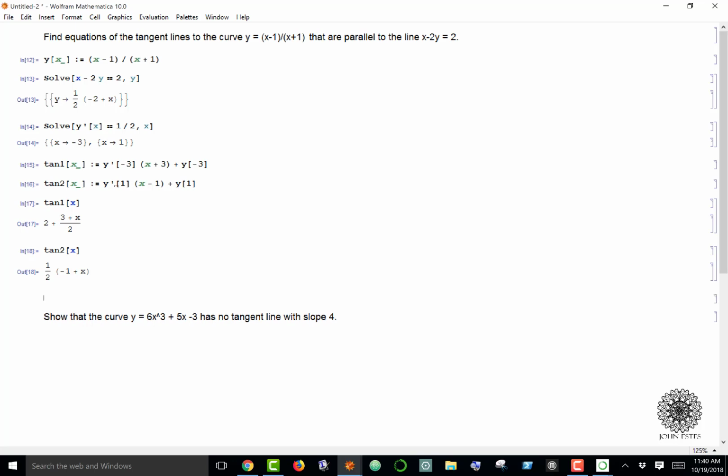Now to visualize this further, I'm going to use the Plot function and plot all three of the functions: y of x, tan1 of x, and tan2 of x. And I need to specify a range for my x values. I want to include -3 and 1, so let's go from, how about -4 to 2. Now remember, when you're plotting multiple functions, you need to put them in a list. That's why I use these curly brackets around y, tan1, and tan2.